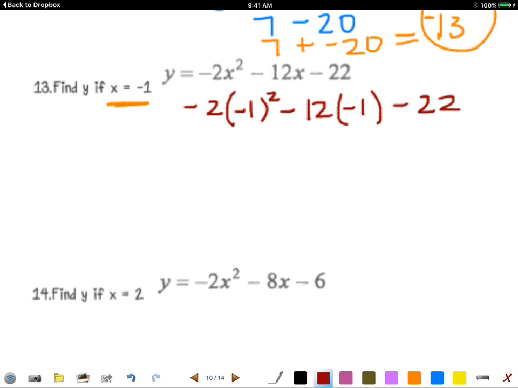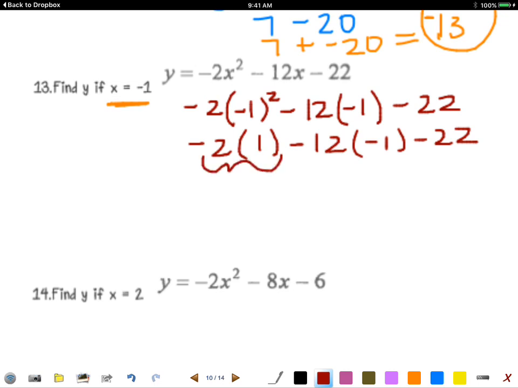Okay, exponent first. So a negative 1 times a negative 1 is a positive 1. So we have negative 2 times positive 1 now, minus 12. Just bring all of this down. All I did is square that negative 1. Now, all of this is subtraction. So from left to right, start here. Negative 2 times 1 is negative 2. I would bring the rest of this down. I would only do 1 for right now.